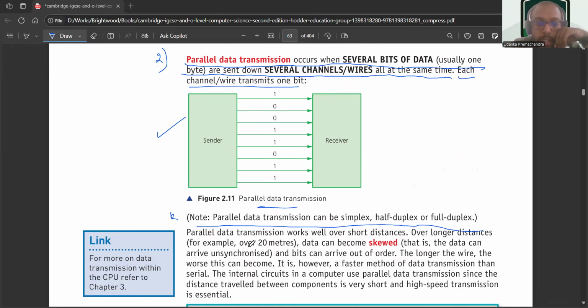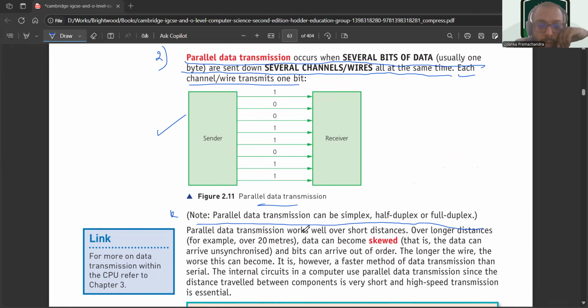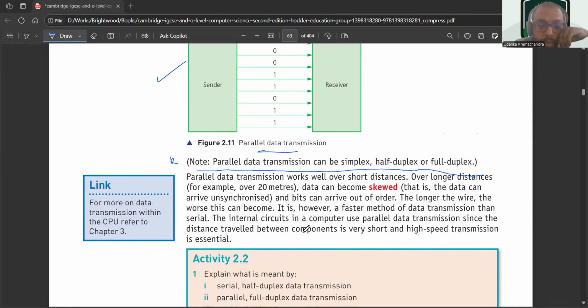So previously, parallel can be used for simplex, half-duplex, and fully duplex, all of them. Parallel data transmission can be used for simplex, half-duplex, or fully duplex, all of them. They are used for parallel data transmission.